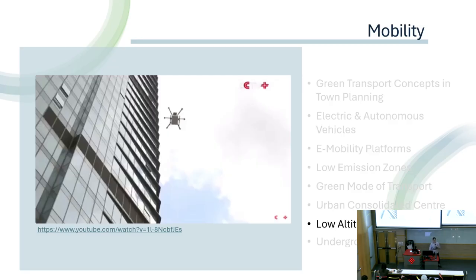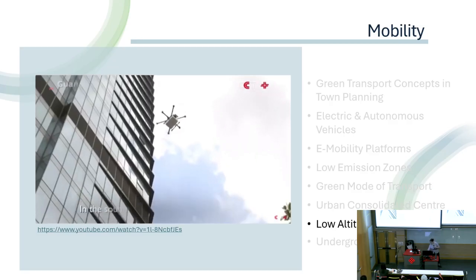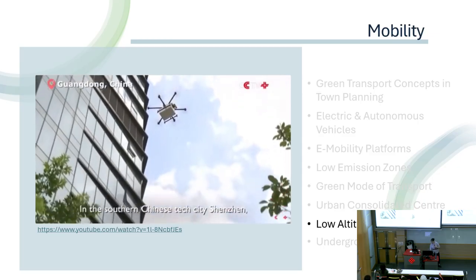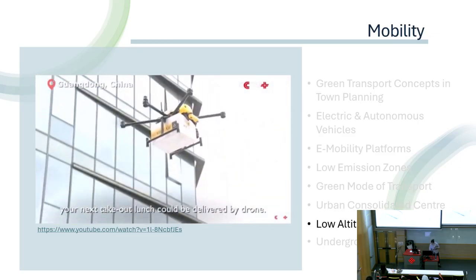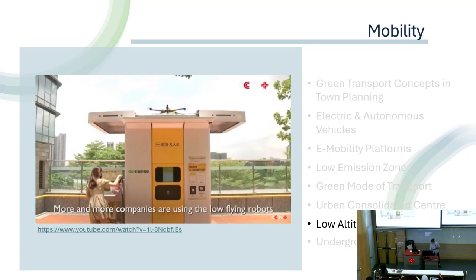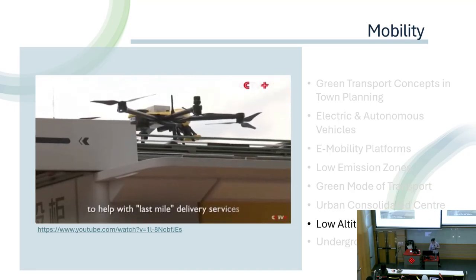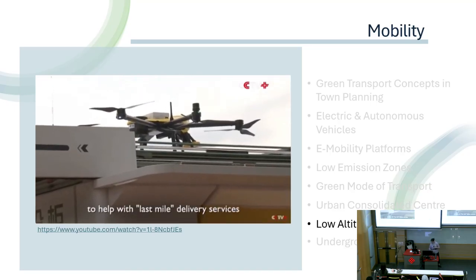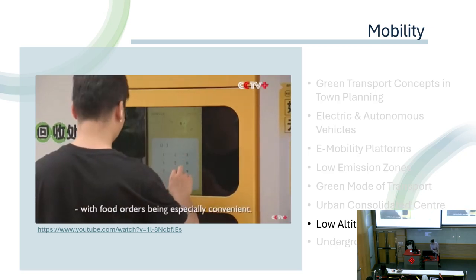In the short term, last mile delivery can now be easier and quicker without having to be reliant on truck delivery. In the southern Chinese tech city, Shenzhen, your next takeout lunch could be delivered by drone. More and more companies are using the low-flying robots to help with last-mile delivery services, with food orders being especially convenient.